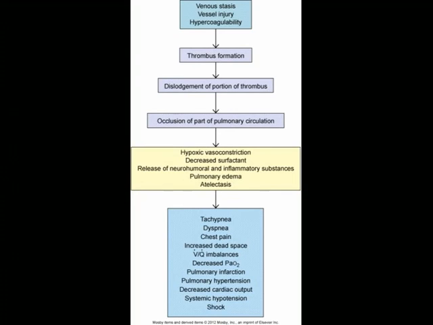So this may describe it a little bit better for you here. We have one of those conditions occurring, venous stasis, vascular injury, or hypercoagulability, which is causing a thrombus to form. The thrombus dislodges, breaks free, goes back through the central circulation to the pulmonary circulation and causes occlusion. This leads to all of the symptoms that we see associated with a pulmonary embolism. So you might want to pause the video here for a moment so you can take a look at the symptoms that are caused by our PE.